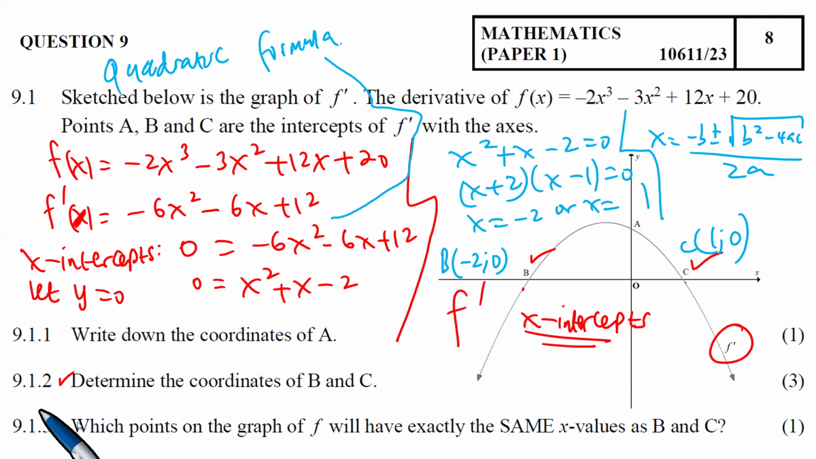In 9.1.3, which points on the graph of f will have exactly the same x values as B and C? We need to consider the graph of f. What do you think?